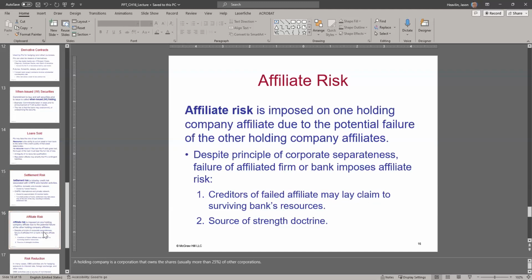Affiliate risk. Affiliate risk is imposed on one holding company affiliate due to the potential failure of the other holding company affiliates. Okay, so you may have companies that, while they're different companies, are affiliated with each other. However, when you're lending to that company, you're lending to that company alone, not the affiliates. But because of that relationship between all those companies, if something bad happens to those other affiliates, it may, and most likely will, have a negative impact on the one you're doing business with. So this is affiliate risk.